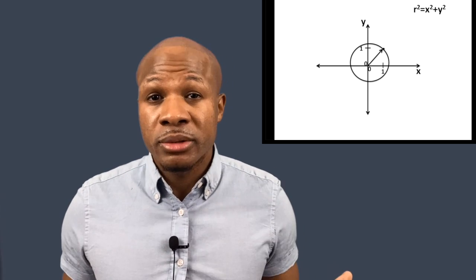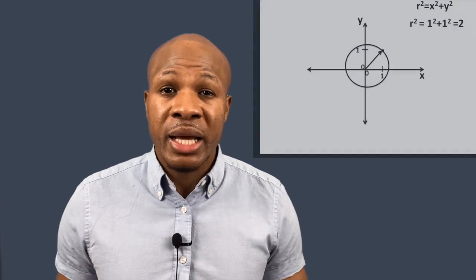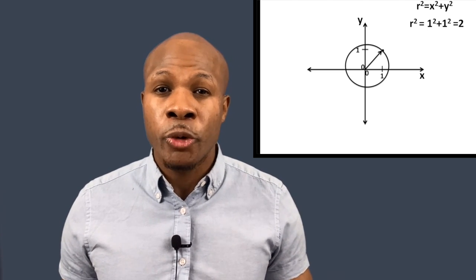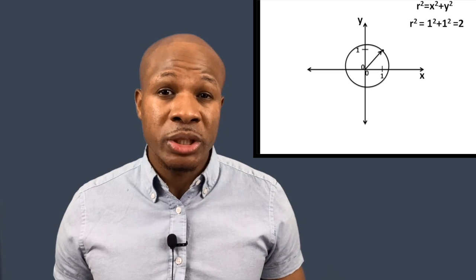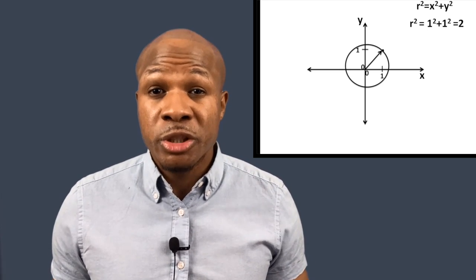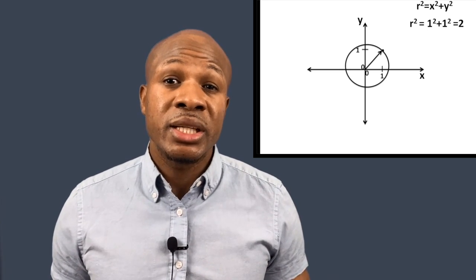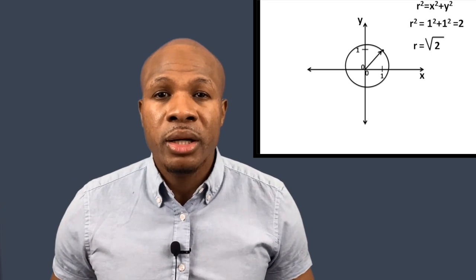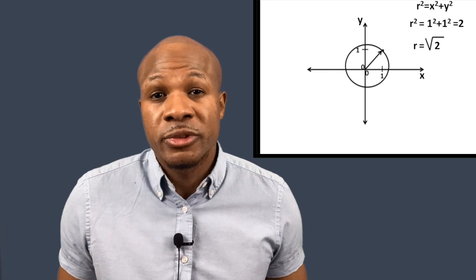The Pythagorean theorem says that the hypotenuse squared is equal to the base squared plus the height squared of a right triangle. So now all we have to do is plug in, right? We know that x is 1, so that's 1 squared, plus our y coordinate is also 1, so that's 1 squared. So 1 squared plus 1 squared is equal to 2. We have r squared equals 2, so we need to take the square root of both sides. When we take the square root of r squared, we get r, and the square root of 2 is radical 2. All right, so we have one part of our coordinate system. Now we need to find theta.